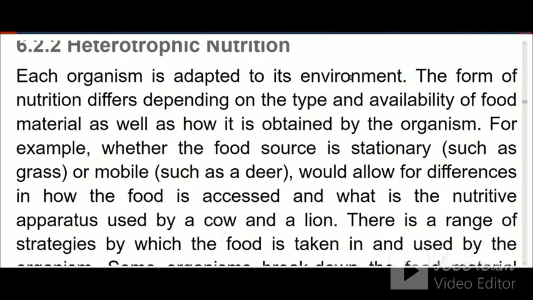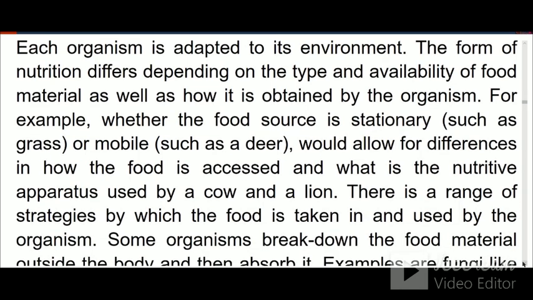Each organism is adapted to its environment. The form of nutrition differs depending on the type and availability of food material as well as how it is obtained by the organism. For example, whether the food source is stationary such as grass or mobile such as deer would allow for differences in how the food is accessed and what nutritive apparatus is used by a cow and a lion. So they both need nutrition, but they take up their nutrition in different ways. Talking about the cow, it consumes grass. The grass is stationary, the cow doesn't have to run here and there. It can simply walk on the grass and consume it.